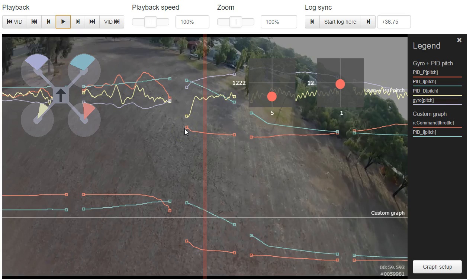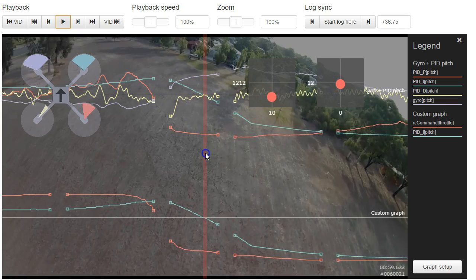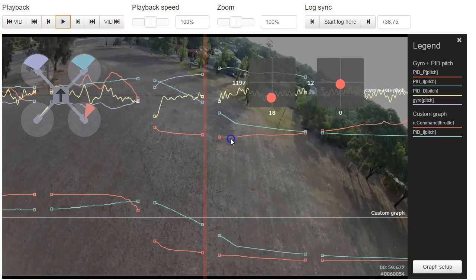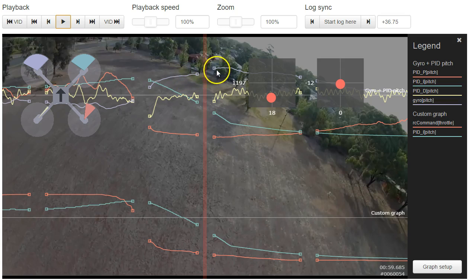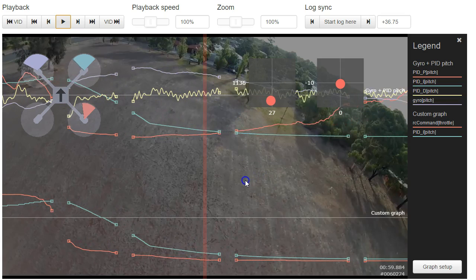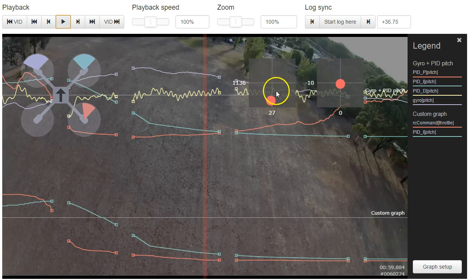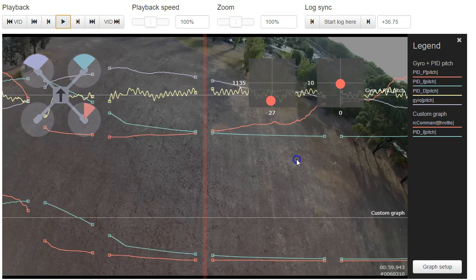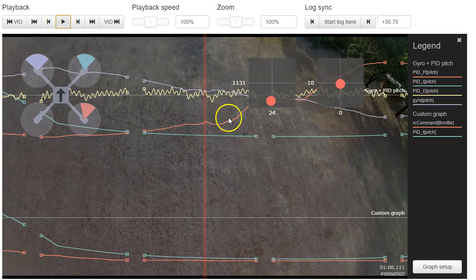P term goes negative, gyro continues to rise, and only after the I term finally joins in the party does the gyro begin to fall. But the gyro falls really quite slowly. The gyro is now close to the 0 axis, meaning that the copter is no longer pitching forward. It's still pitching forward a little.